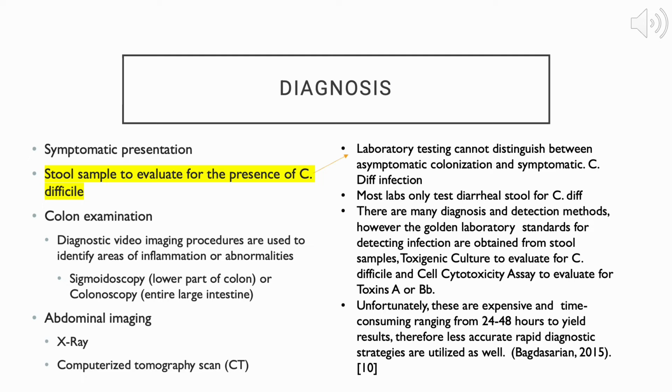Colon examination is also utilized. Diagnostic video imaging procedures are used to identify areas of inflammation or abnormalities. A sigmoidoscopy is a lower part of the colon examination, or a colonoscopy, which examines the entire large intestine. Abdominal imaging such as X-ray and CT scans are also used as well.